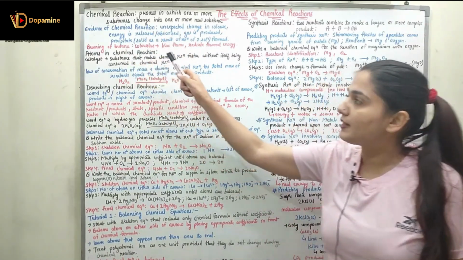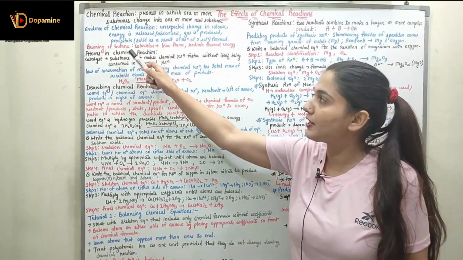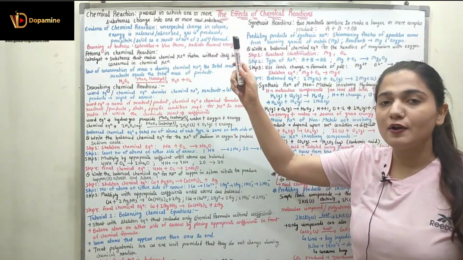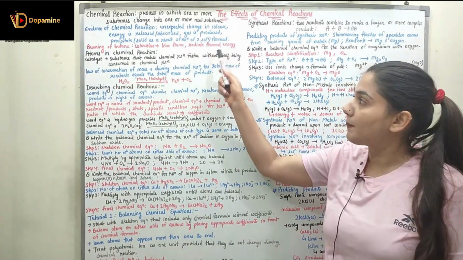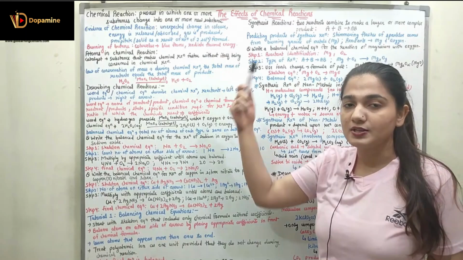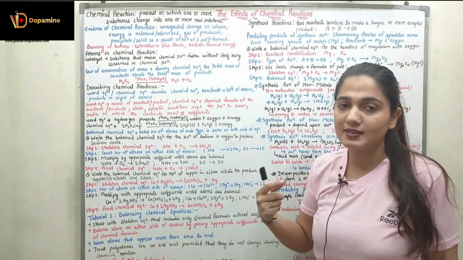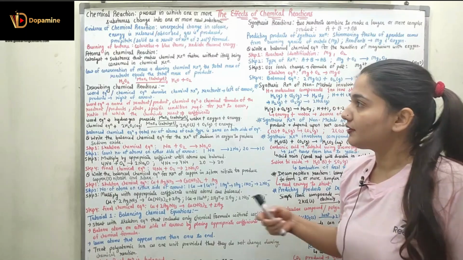Burning of butane converts the colorless gas of butane to a blue flame. So here also you can see the change in color, and apart from that the radiation of thermal energy, which is the energy released. So we can say burning of butane is a chemical reaction, right?